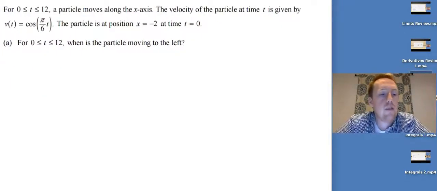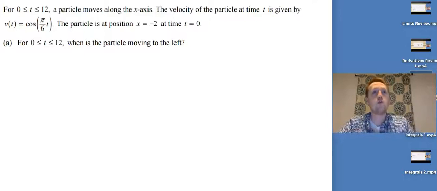For 0 less than or equal to t less than or equal to 12, a particle moves along the x-axis. The velocity of the particle at time t is given by v of t equals cosine of (pi over 6)t. Particle is at position x equals negative 2 at time t equals 0. For 0 to 12, when is the particle moving to the left? Okay, particle would be moving to the left when the velocity is negative.